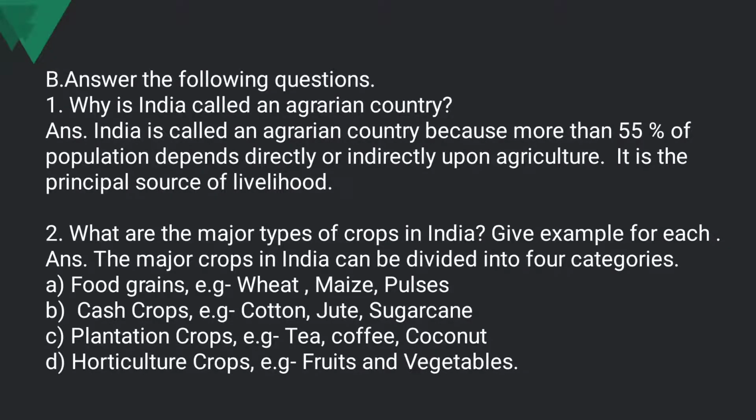The first question is, why is India called an agrarian country? The answer is, India is called an agrarian country because more than 55% of the population depends directly or indirectly upon agriculture. It is the principal source of livelihood. As we can see, our country is mostly dependent on agriculture, which is the principal source of livelihood. That's why India is an agrarian country.